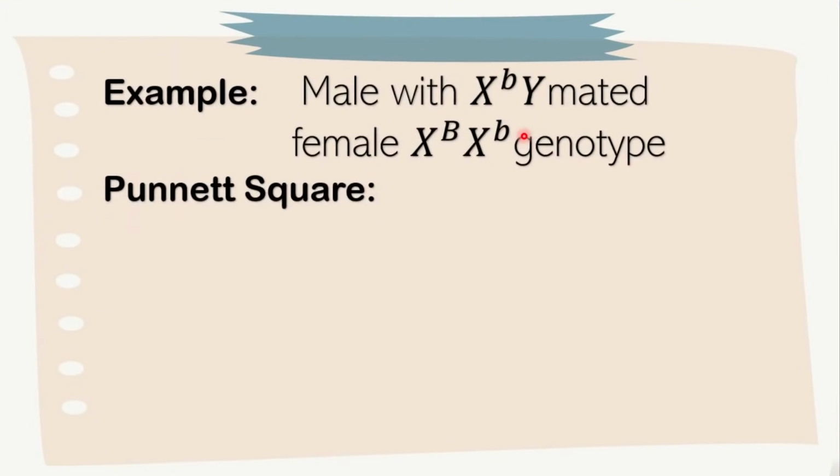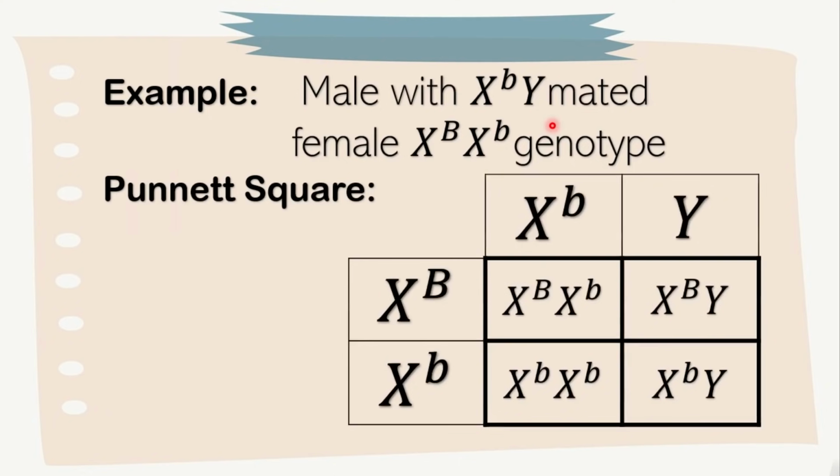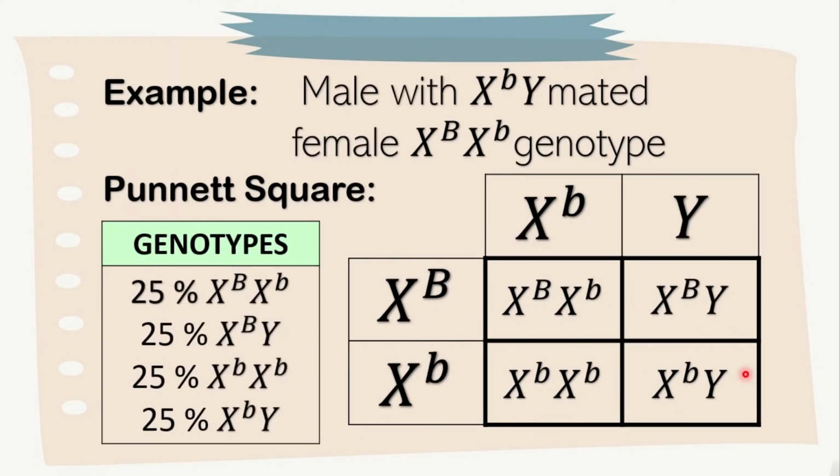Let us have an example. Male with a disorder mated with a female who is just a carrier of the disorder. Using Punnett square, let us cross and show the possible genotype and phenotypes. So as you can see, using the Punnett square, let us determine the genotypes and phenotype. These are the possible genotypes.